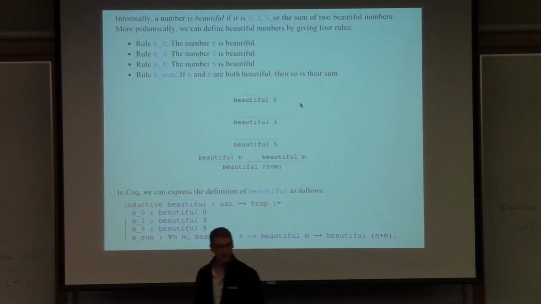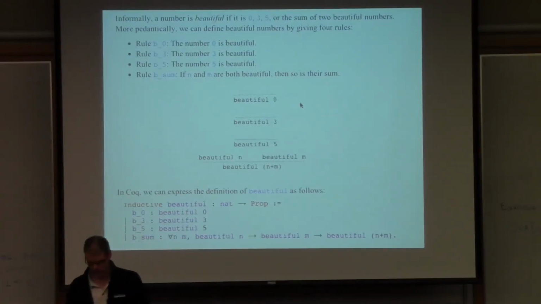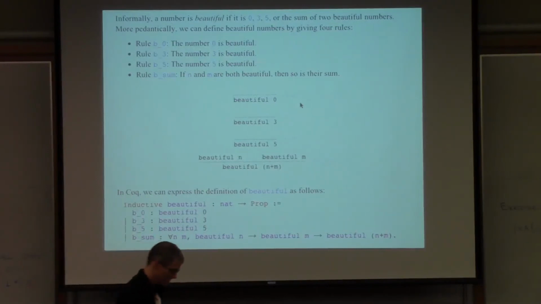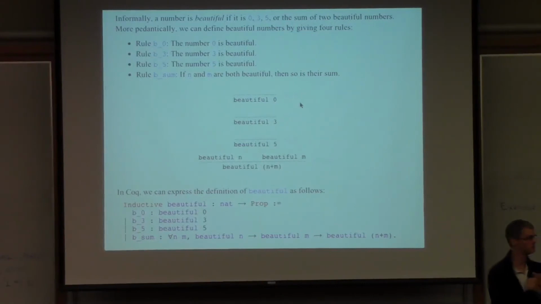Okay. So I have a property in mind, a property of numbers. I'm going to call my property beauty, just because I like it. And my property is defined in the following way. So the number 0 is beautiful, 3 is beautiful, 5 is beautiful, and the sum of two beautiful numbers is beautiful.